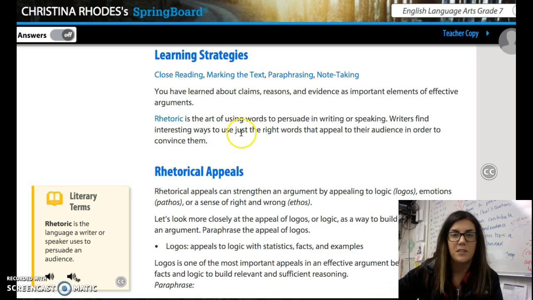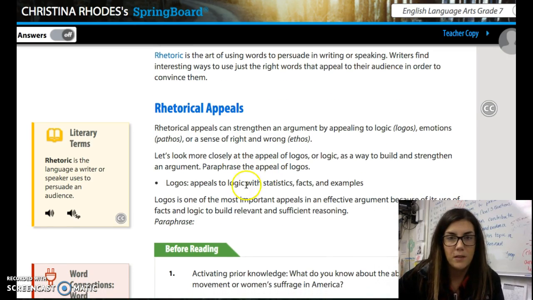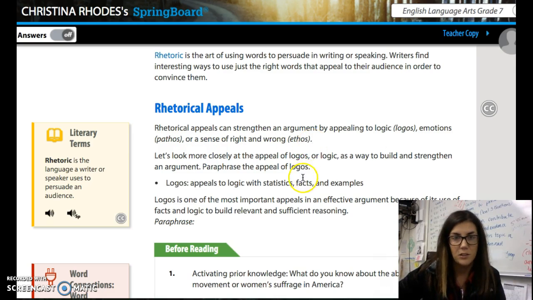Writers find interesting ways to use just the right words that appeal to their audience in order to convince them. We have rhetorical appeals. Rhetorical appeals can strengthen an argument by appealing to logic, logos, and emotion. Logic is logos, and then emotion is pathos. And then a sense of right or wrong is ethos. You want to get them to trust you. Let's look more closely at the appeals of logos or logic as a way to build and strengthen an argument.